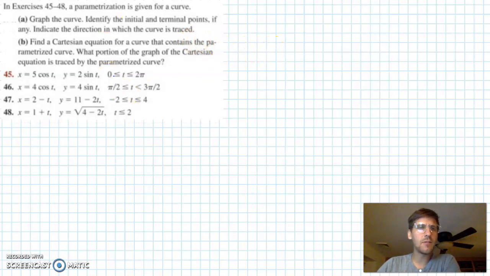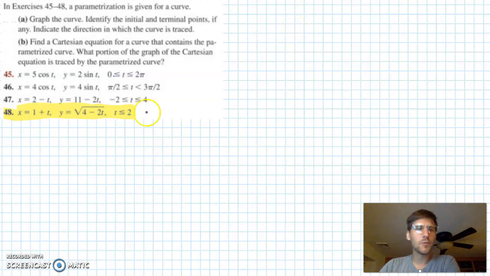I'm gonna take a gander here at number 48. This is one of these funky parametrizations, however you want to pronounce it. It's up to you. The first part of the question is asking us to graph the curve. So for this case, you could identify the initial and terminal points, if any, and indicate the direction in which the curve is traced.